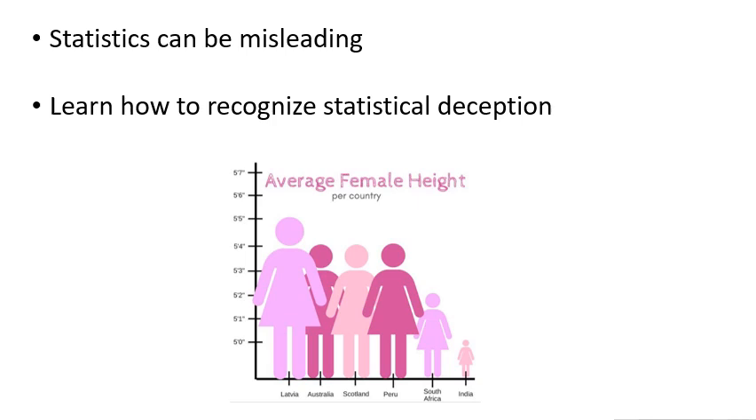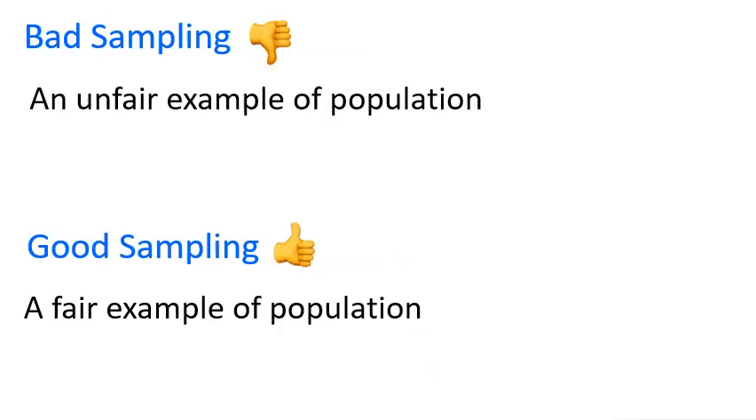So over the next few slides, we'll look at what makes a good graph and what makes one a bit misleading. Before we look at the graphs, it's important to assess the actual data. When you use a sample to represent a larger group, you must make sure that the people in the sample are representative of the larger group. So we have to choose a sample that represents the whole population fairly. Bad sampling is an unfair example and good sampling is a fair example of the population.